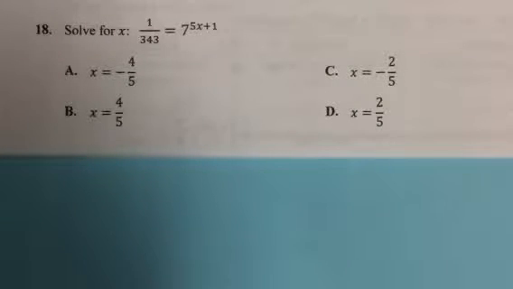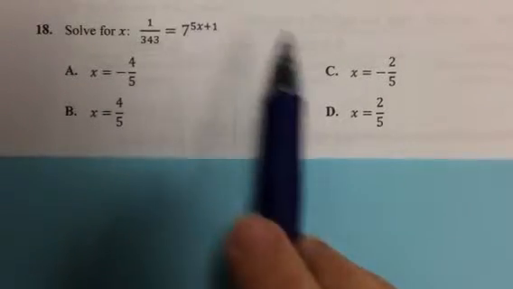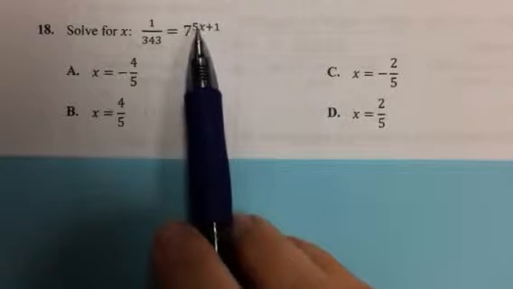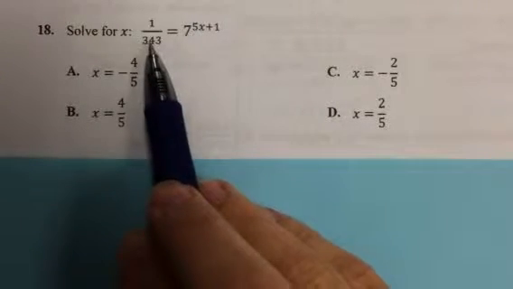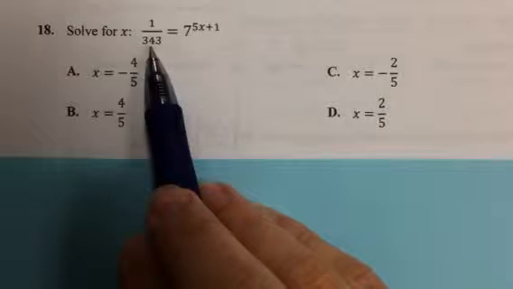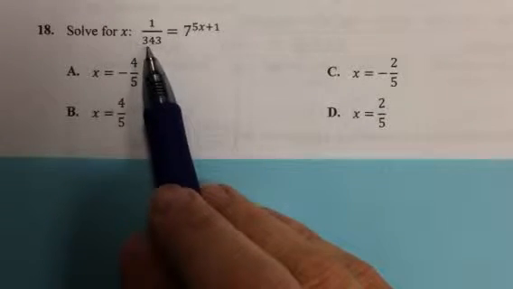Okay, so there's 3 ways to do number 18 that I can think of. 1, plug in the answers. That is a backwards test-taking strategy way. 2, you may recognize that 343, we can do 7 to the something and get to 343.